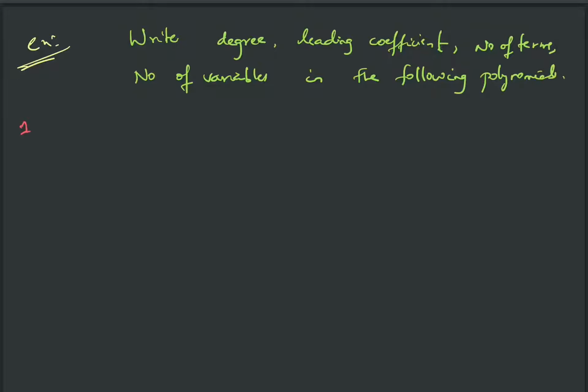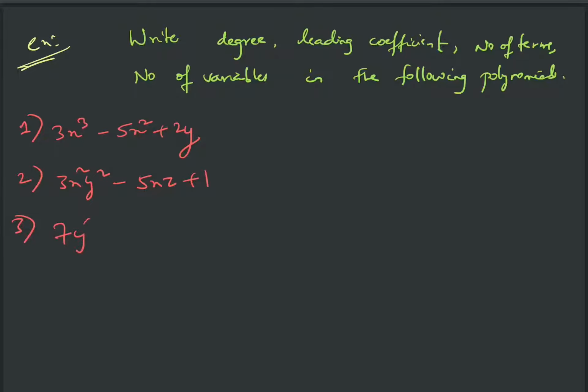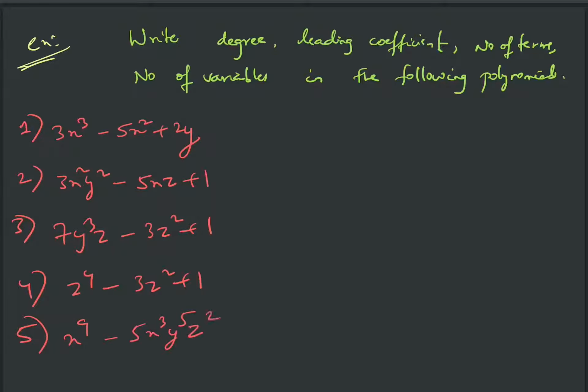Fine. So the first one is, say, 3x³ − 5x² + 2y. Next, let us give 3x²y² − 5xz + 1. Next, let us take 7y³z − 3z² + 1. Next, let us take z⁴ − 3z² + 1. Say we have x⁹ − 5x³y⁵z² + 23, right?